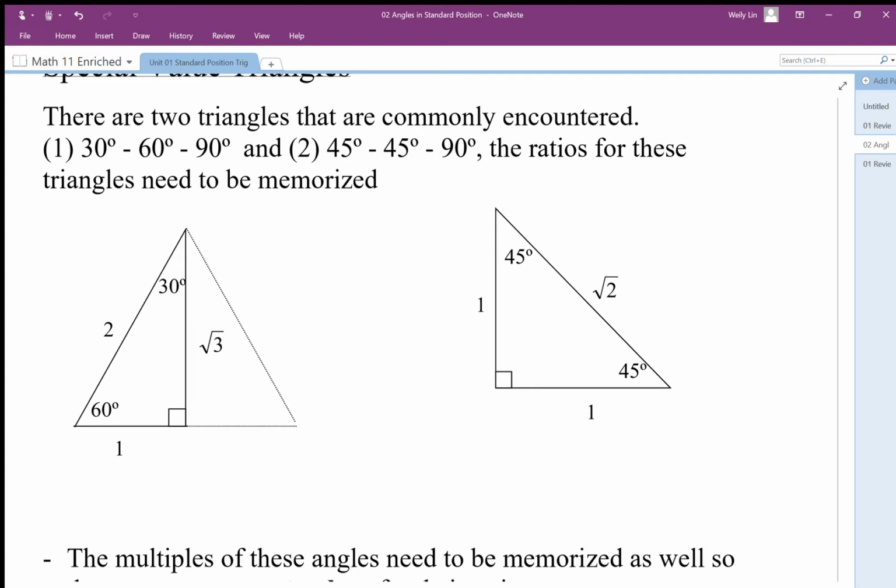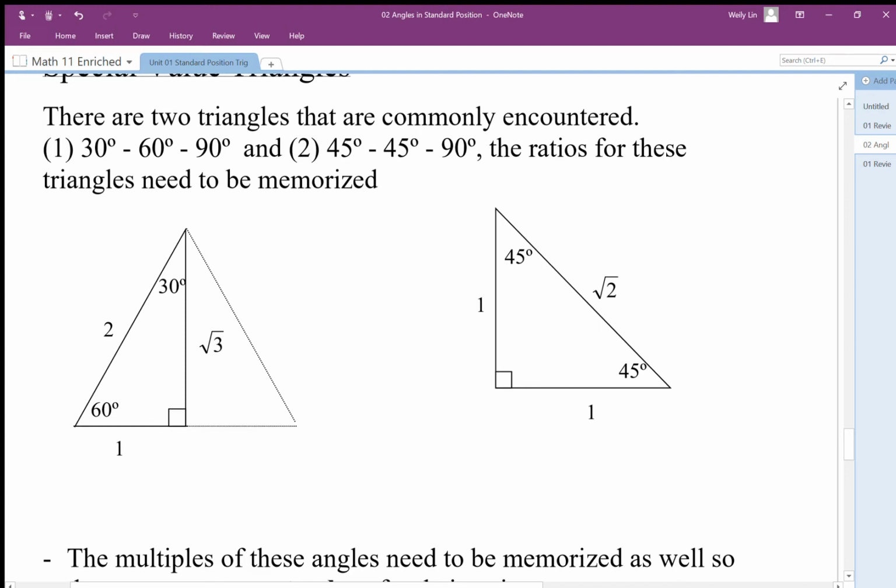In fact, you'll be required to do this without a calculator when we have a 30-60 triangle or 45-45 triangle. The 30-60 triangle comes from the symmetry of basically half of an equilateral triangle. We know that these three triangle sides are the same, so the base is going to be exactly half of this length. And we can also calculate the exact value of the vertical component here using Pythagoras.